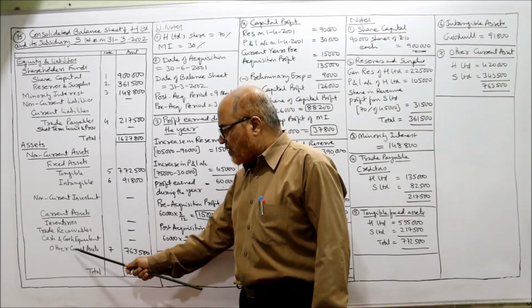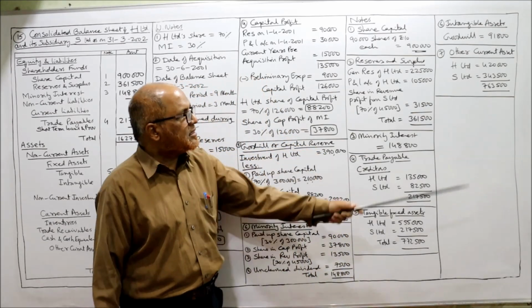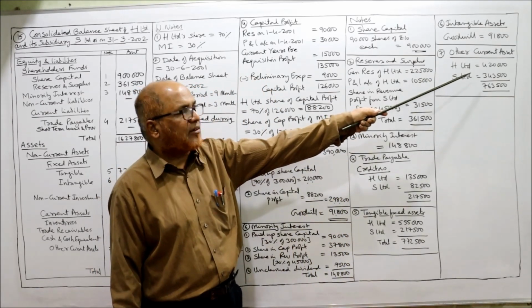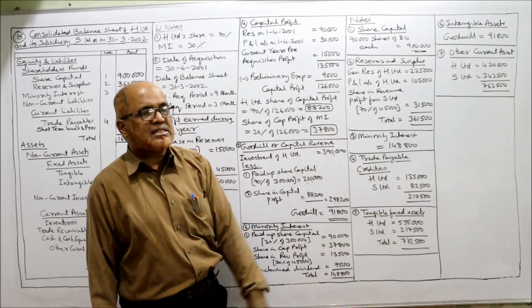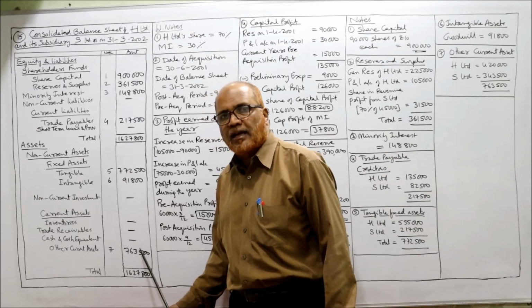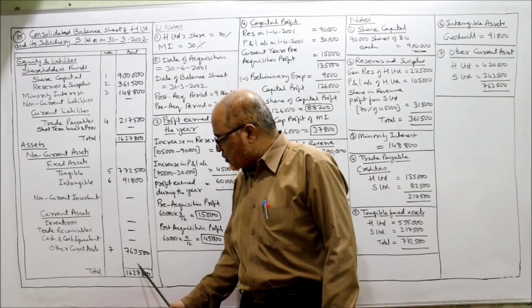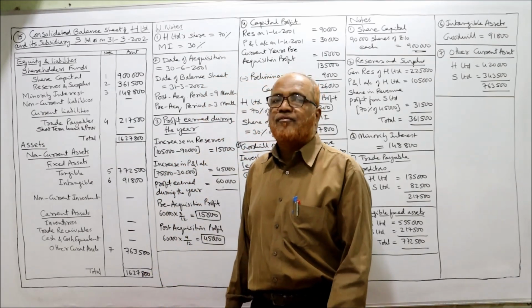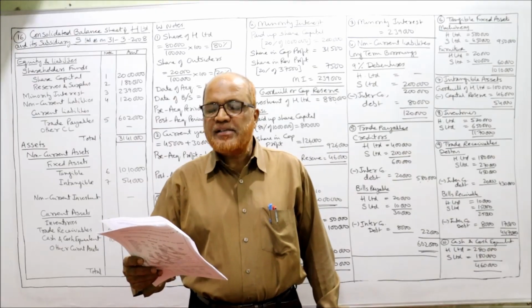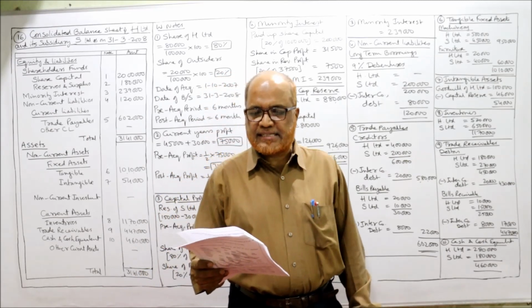Now lastly we have other current assets. So you can see here other current assets are H Limited 4,20,000, S Limited 3,43,500, total 7,63,500. No adjustment, nothing. So take the total 16,27,800. So this is the end of problem number 15. Now we'll start the next problem. Problem number 16.